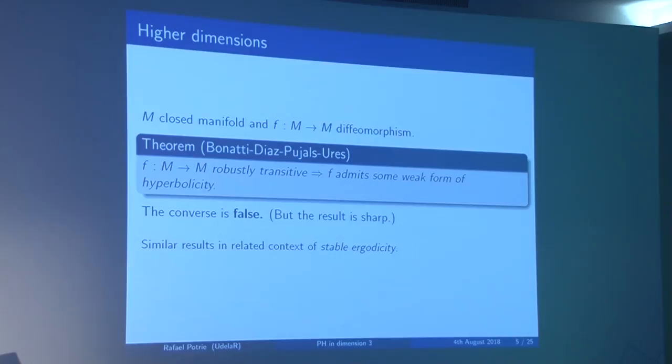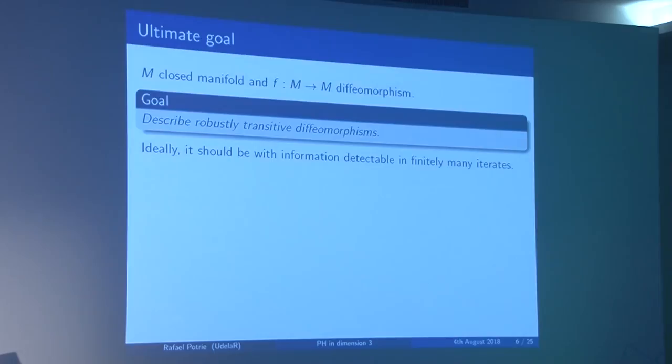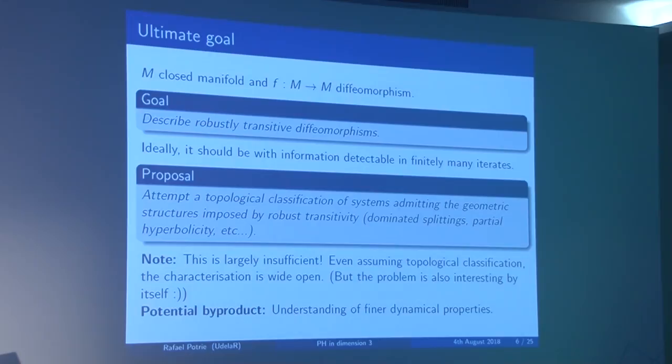But in this talk, I would like to concentrate on the converse direction. So try to get some dynamical property out of geometric structures. To be concrete, the problem would be to describe the space of robustly transitive diffeomorphisms, to choose a dynamical property. And the key point would be to obtain the characterization in terms of information that you can detect in finitely many iterates. And the proposal is to do this via a topological classification of the systems that admit some geometric structure imposed by transitivity.